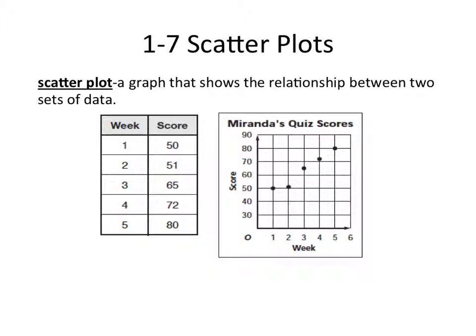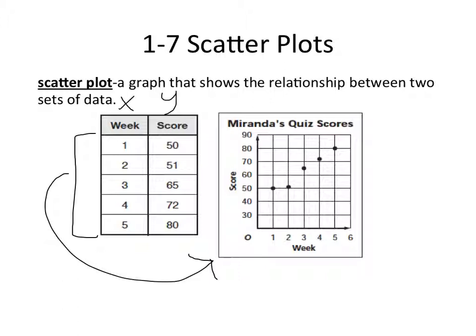A basic definition for a scatter plot, for those who need it, is a graph that shows the relationship between two sets of data. In the table you see here, there are two sets of data. One is week, or the x-coordinate, and the other is score, the y-coordinate. Looking at the table, it's hard to see a relationship. We need something visible, and that's why we take the table and graph the ordered pairs, to give us something visual so we can make an interpretation.